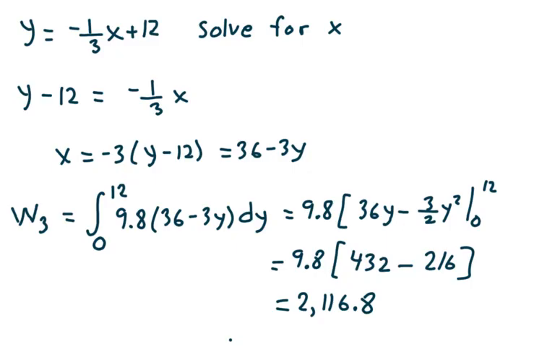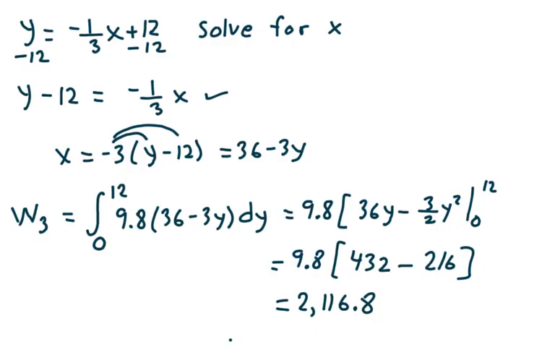But we want to solve for X because X is in kilograms. That's a unit of mass. So Y minus 12 is equal to negative 1/3 X. All I did there was subtract 12 on both sides. Multiplying both sides by negative 3, we get X equals negative 3 times the quantity Y minus 12. And if I distribute, we can say X is 36 minus 3Y.